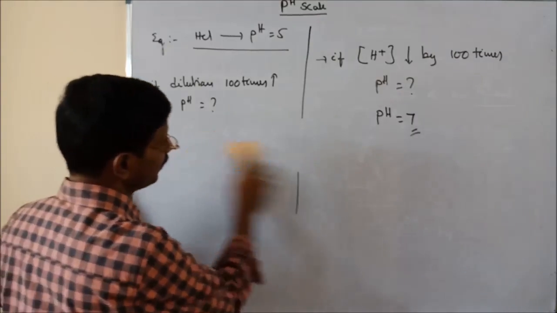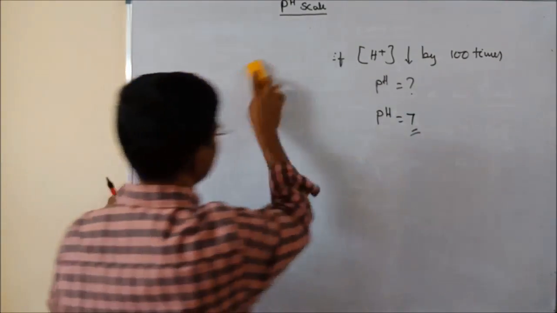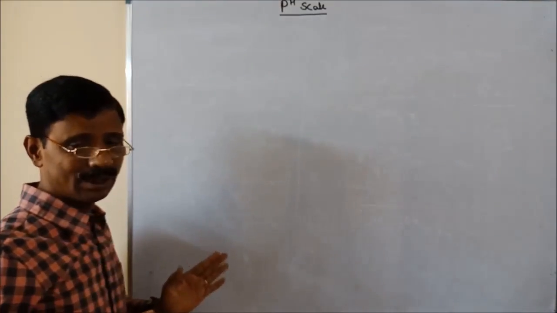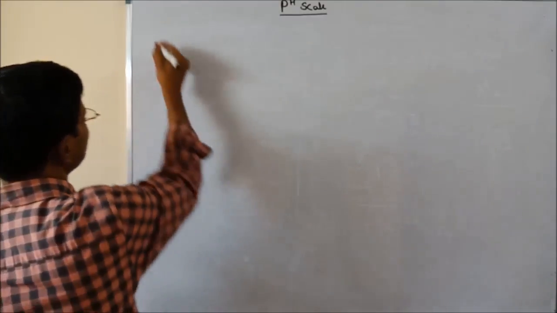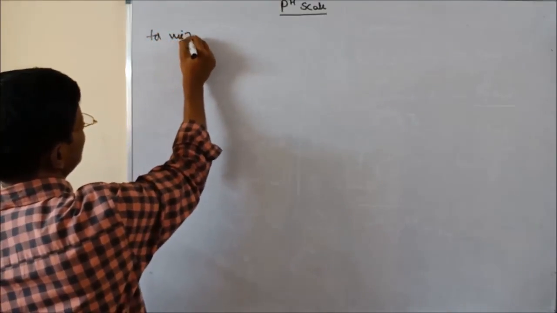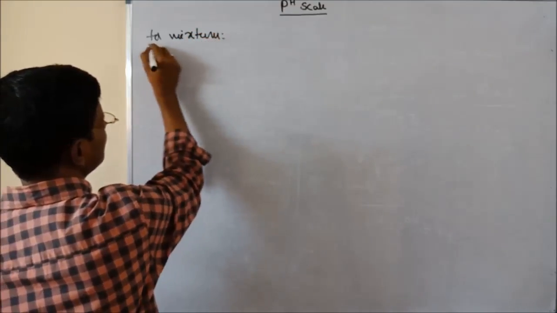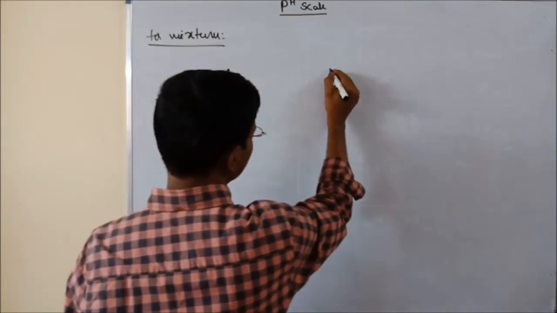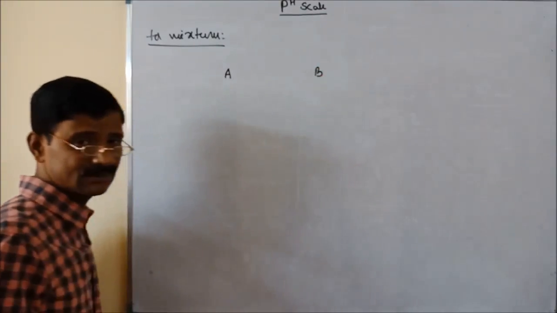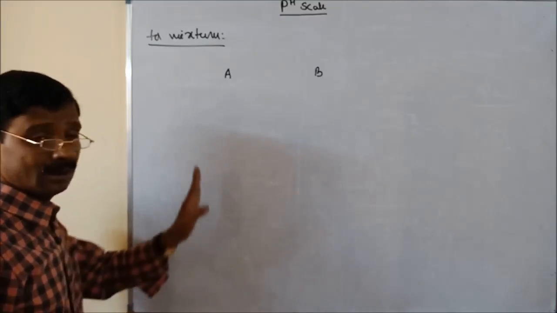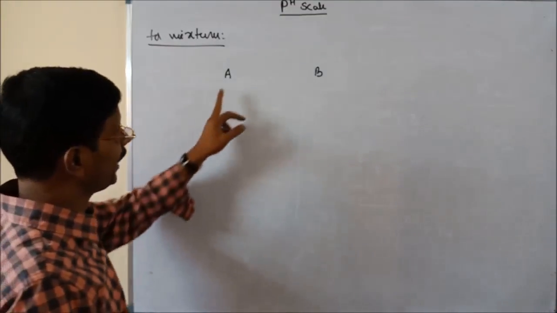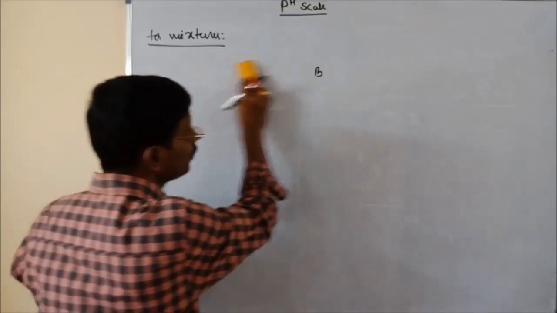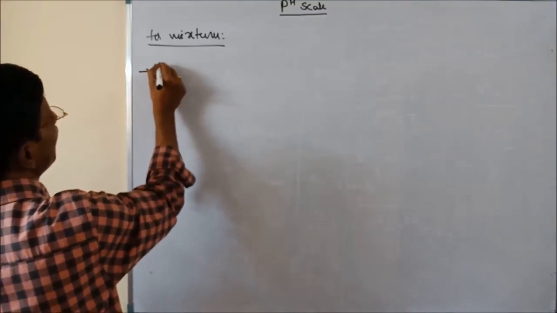And next, another one: mixtures. Suppose you observe a mixture. I am just showing two examples for mixtures. Now, imagine there is a solution A and a solution B. We are going to mix them. Here there are two statements. If the pH of these two solutions is between 0 and 6, now the pH range.